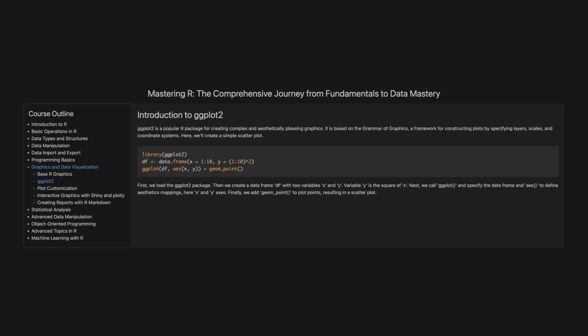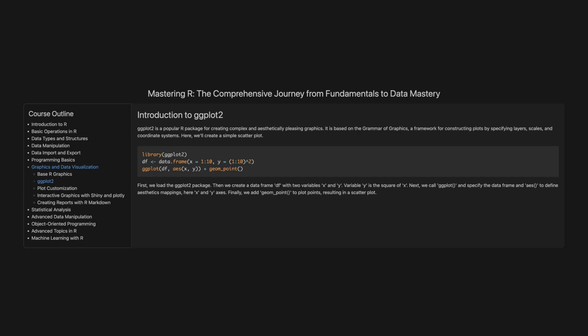ggplot2. ggplot2 is a popular R package for creating complex and aesthetically pleasing graphics. It is based on the grammar of graphics, a framework for constructing plots by specifying layers, scales, and coordinate systems. Here, we'll create a simple scatter plot.